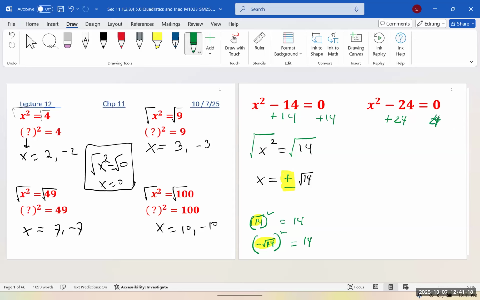So we add 24 to both sides. We get x squared equals 24. And now, what do we do? Square root. So this cancels out, we get x. And what do we get on the other side? Plus minus square root of 24. But guess what? This answer is not acceptable. It's not wrong, but it's not acceptable.